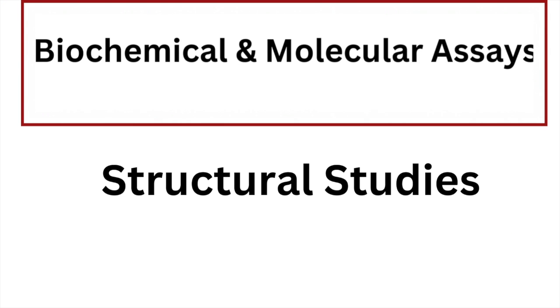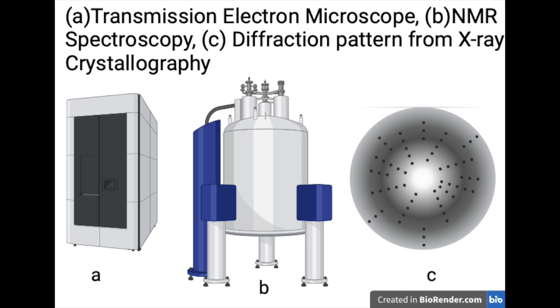Under the biochemical and molecular assays, there are structural studies that can be performed, and here X-ray crystallography, NMR spectroscopy, or cryo-electron microscopy can be used to determine if the mutation causes structural changes in the protein.